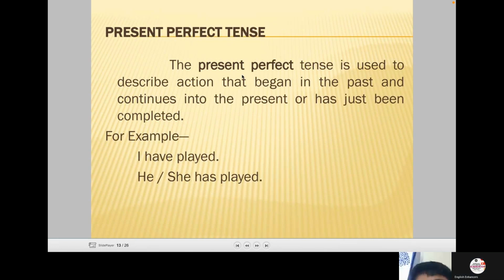Present perfect tense. I had told you about the present perfect tense. We try to become very perfect, we want to complete everything. Even here it's going to have a sense of completion. The perfect tense is used to describe an action that began in the past and continues in the present or has just been completed. That is also there. I have played. She has played. हम खेल चुके हैं, हमने खेल लिया है, अब हम थक गए हैं.